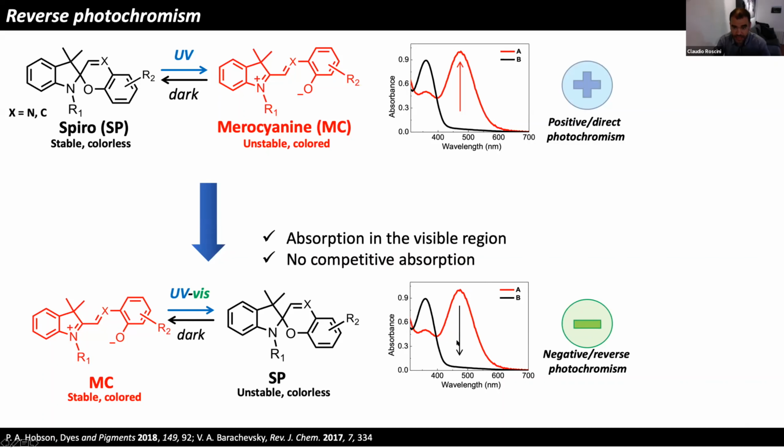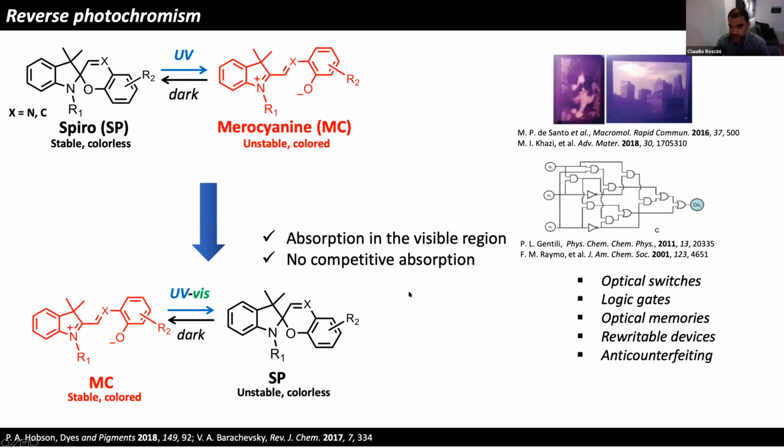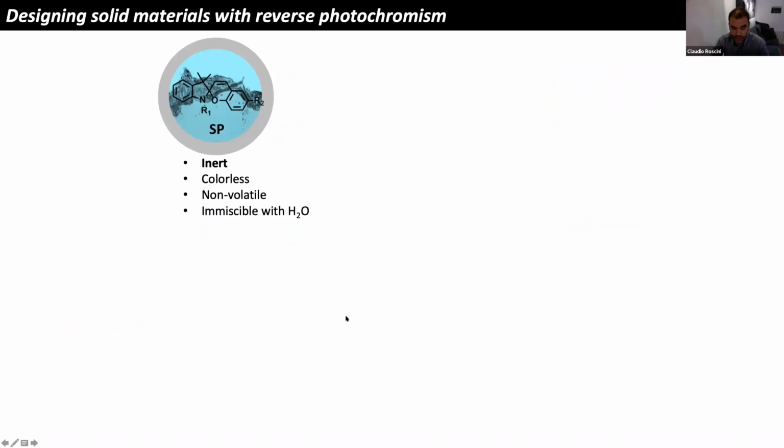So now you have the opposite process of this, and that's why this is called negative or reverse photochromism. This has an important application because it has absorption in the visible region, and it can find applications as rewritable devices or new anti-counterfeiting technology. So we wanted to investigate the possibility to make materials that show reverse photochromism. And for this, we decided to use, again, the encapsulation strategy.